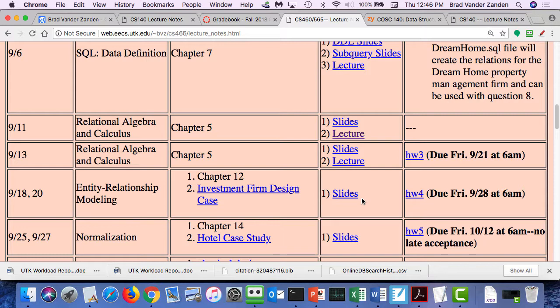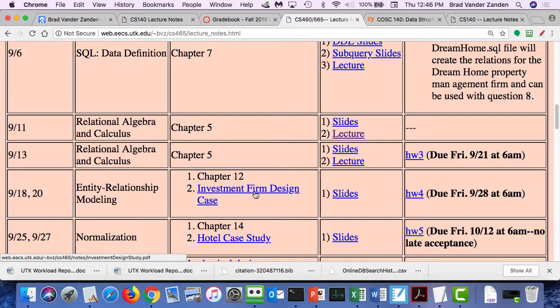I'll still have access to Piazza, so if you have questions, feel free to post them on Piazza. The first day is going over the concepts of entity relationship modeling, and then the second day is going over a case study. So when you see this investment firm design case, that's the second day.